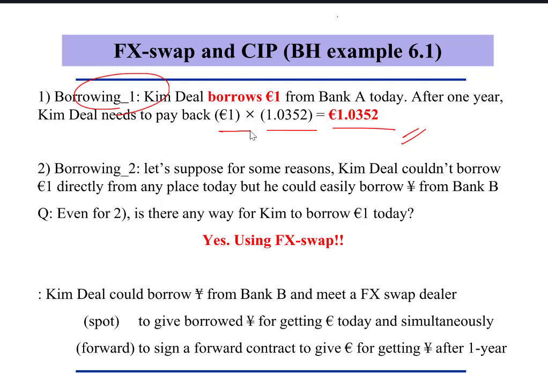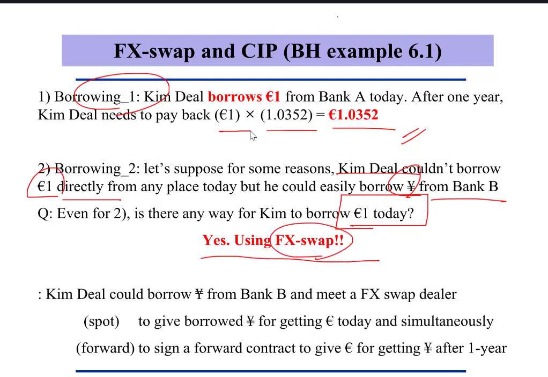Now we can think about a second way of borrowing 1 euro. Let's suppose for some reason Kim Dil couldn't borrow 1 euro directly from any place today, but Kim Dil could borrow yen from Bank B. In this case, is there any way for Kim to borrow 1 euro today? The answer is yes. We can use an FX swap to borrow 1 euro eventually. So this is Kim Dil's strategy.